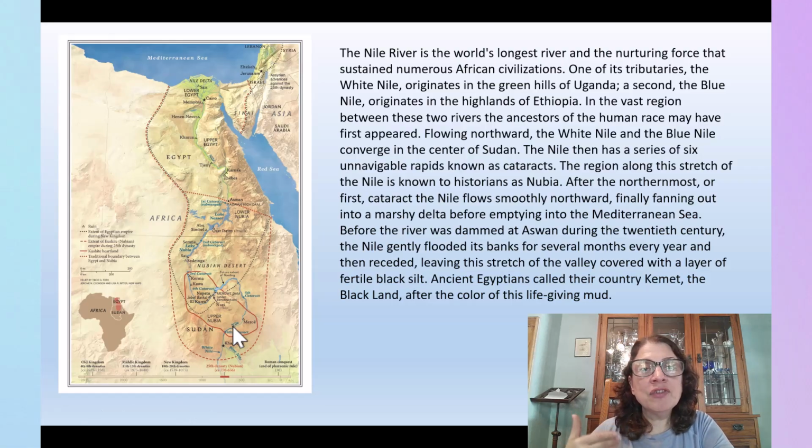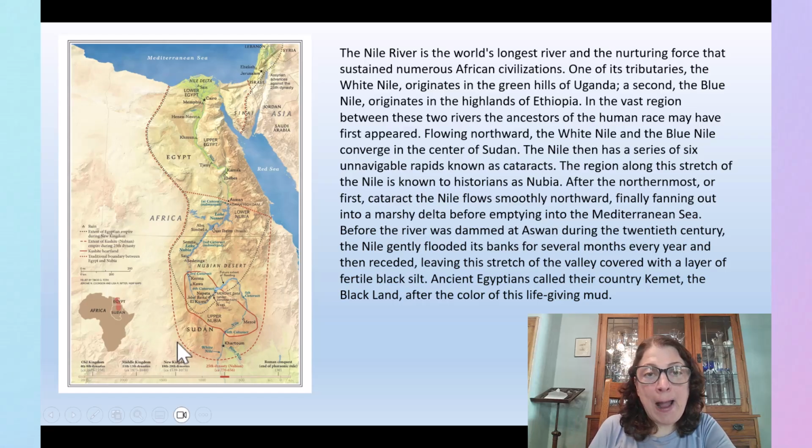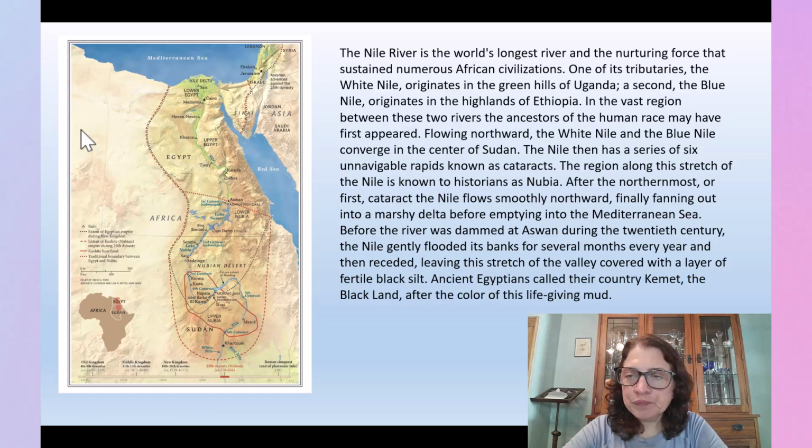And because of the flow of the river, we actually call this the upper part. This is Upper Nubia. And then we have down here Lower Nubia, and the same for Egypt. We have Upper Egypt, Lower Egypt. So just make sure you wrap your brain around that.